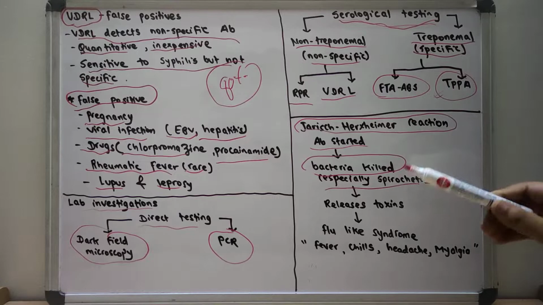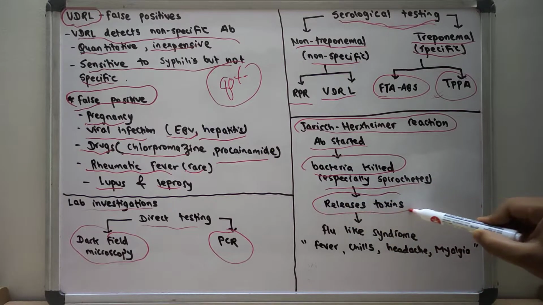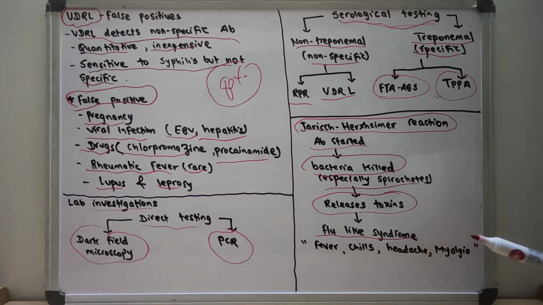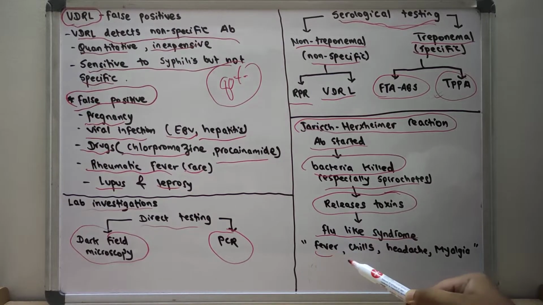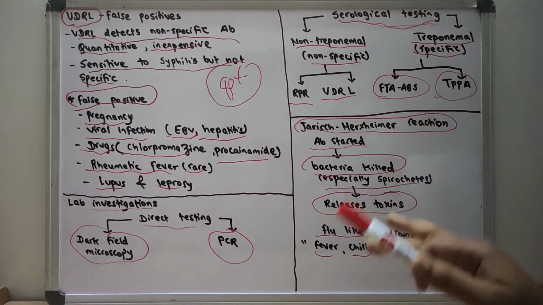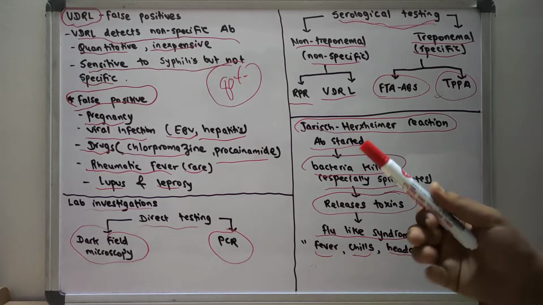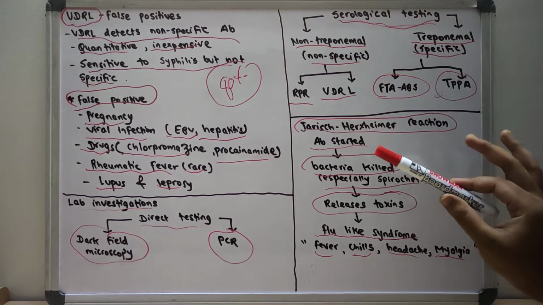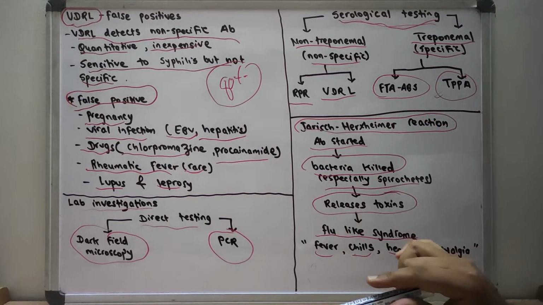After their death, this type of bacteria releases toxin, and we see various flu-like syndromes, including fever, chills, headache, and myalgia. So we see these flu-like symptoms after we give the antibiotic to those who are infected with spirochetes. This constellation of symptoms we call the Jarisch-Herxheimer reaction.